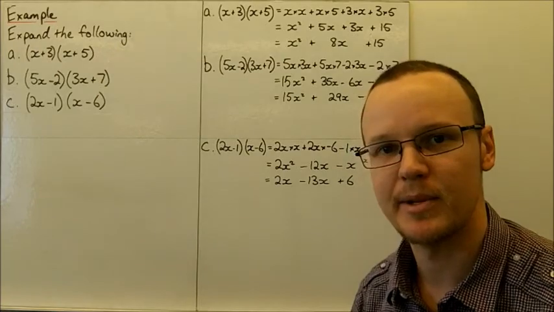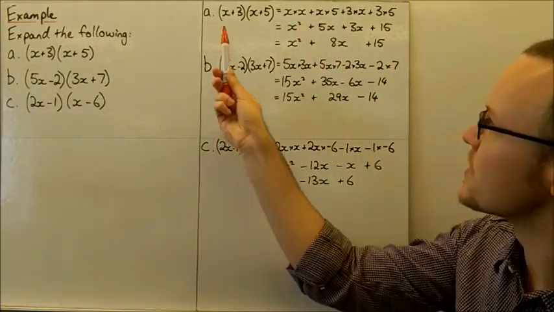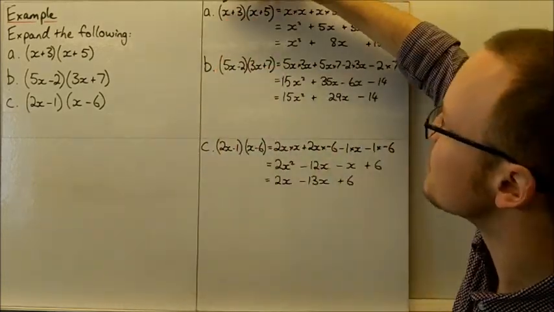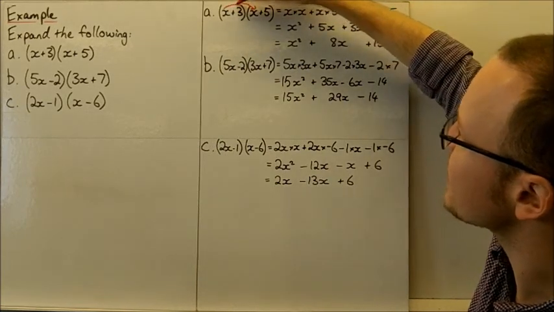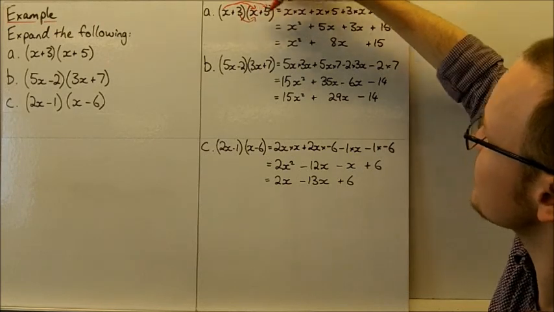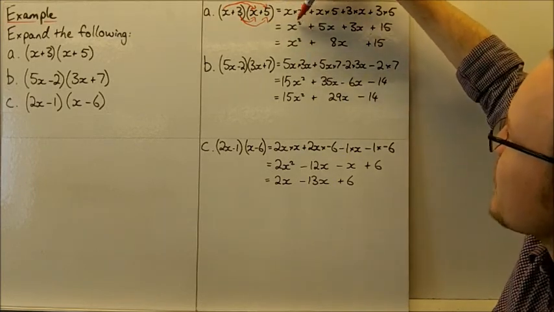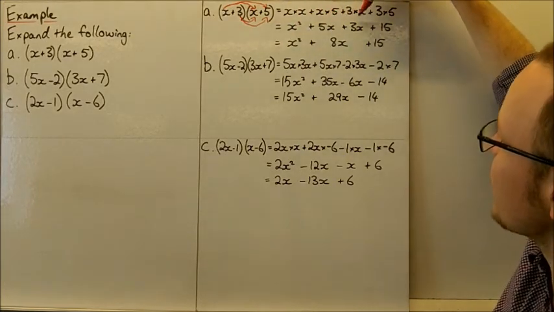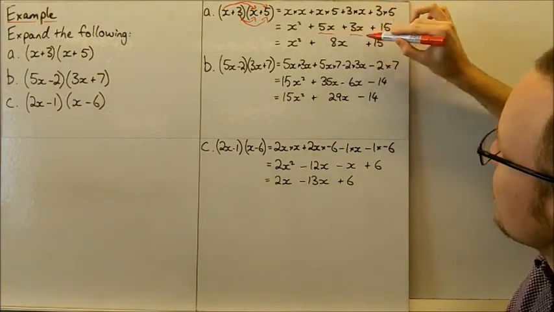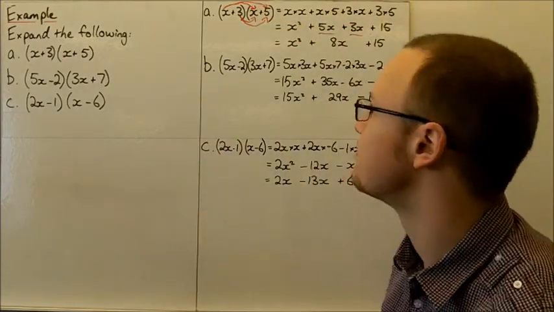So here we've got three binomial expansions to work with, and we notice that some of them have negatives. Let's have a look at the one that's just positive: x plus 3 times x plus 5. We do x times x first, then x times 5, then 3 times x, plus 3 times 5. That's x squared, 5x, 3x, and 3 times 5 is 15. Collect the like terms, 5x plus 3x is 8x, and we get x squared plus 8x plus 15.